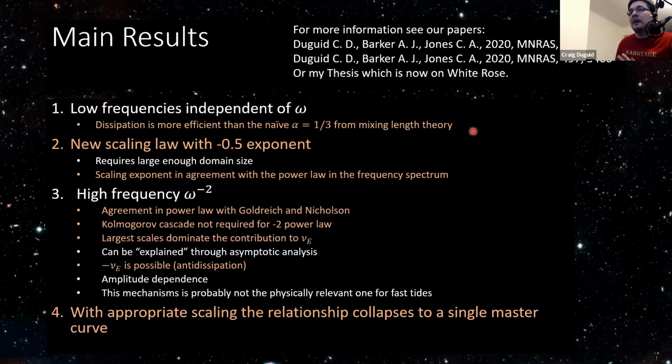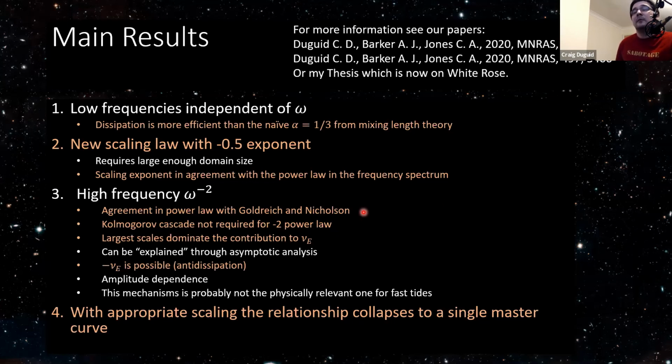So the main takeaways here are the ones in orange. So I'll quickly go over them. Like I just said, it looks like in the very low frequency regime, the mixing length theory underpredicts the amount of dissipation from this mechanism. We also observe this intermediate regime, which has got this new -0.5 power law that had not been observed or predicted before. And it seems to be related to the frequency spectrum of the convection.